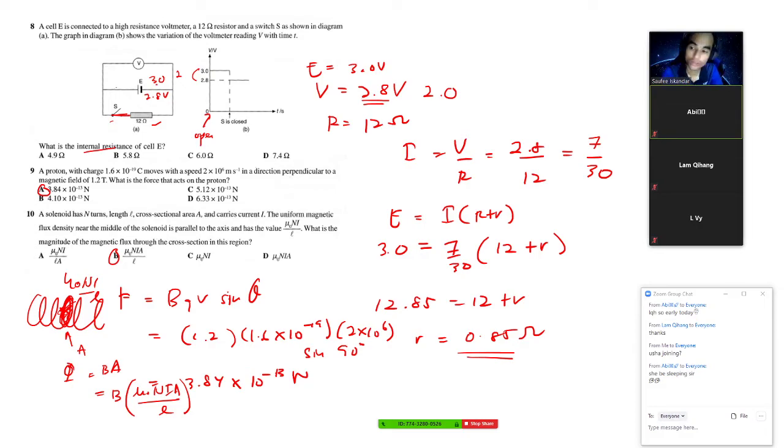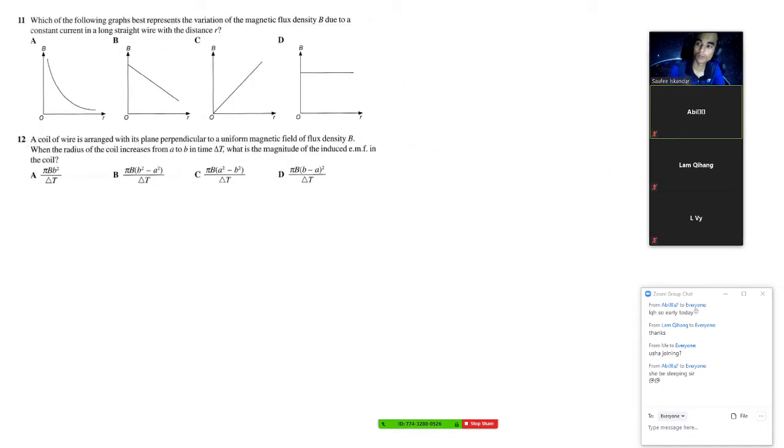Move to the next question. Question number 11. Which of the following graphs represents the variation of magnetic flux density B with distance R due to a constant current in a long straight wire? From the formula we know that B equals mu naught I over 2 pi R, and B is directly proportional to 1 over R. So the answer is A.